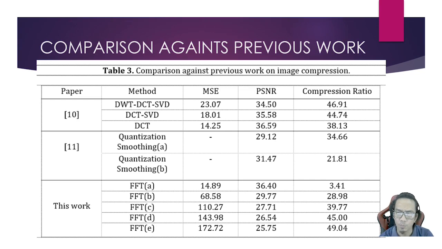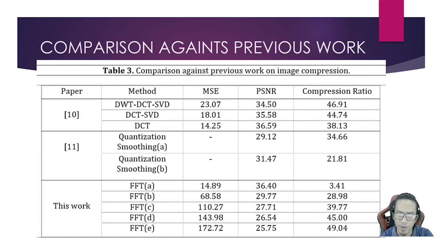Paper 11 proposed quantization smoothing, where they have 2 different images, A and B. Image A is a photo of a baboon and B is a photo of a cameraman. Both photos were applied with different values of the quantization smoothing factor. The compressed image A has the higher compression ratio, 34.66, and gives a lower PSNR value, 29.12.